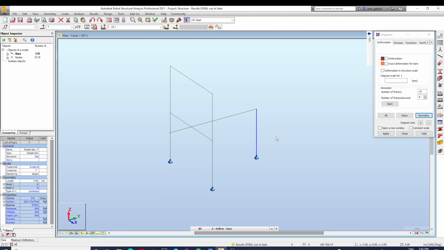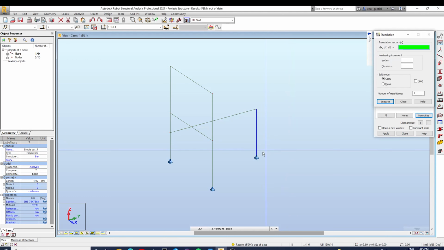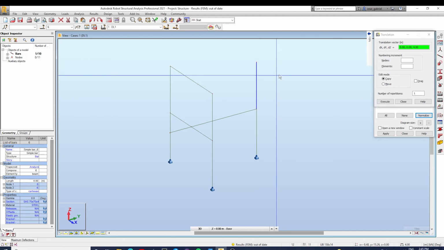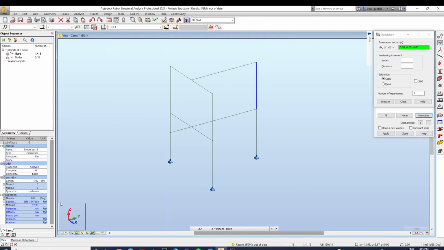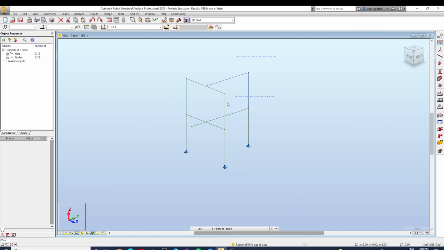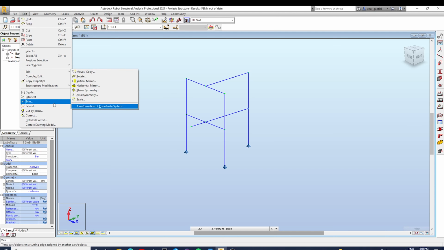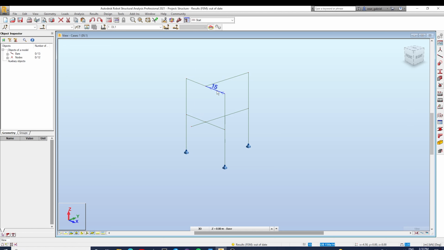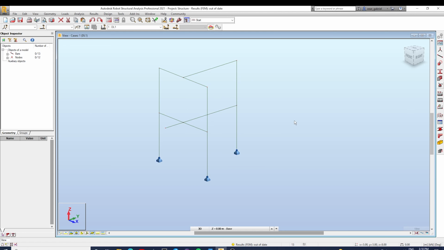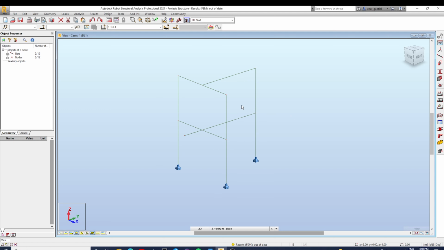Let's make this structure a little bit more interesting. I'm just going to copy some columns and beams up. You can use this intersect tool, which will divide members at the nodes of every intersection. That's a good practice, so you can ensure every node is connected. You can just create a node at every intersection of bars if your software doesn't have the intersect tool.